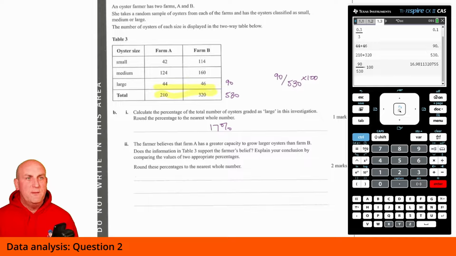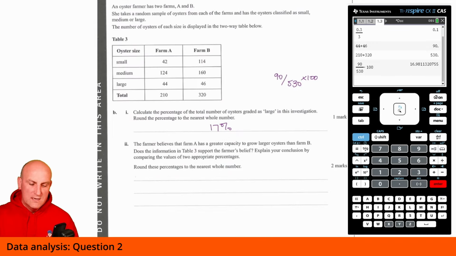Voila. The farmer believes that Farm A has a greater capacity to grow larger oysters than Farm B. Does the information in Table 3 support the farmer's belief? Explain your conclusion by comparing the values of 2 appropriate percentages. Interesting. Right, so in this situation, I'm going to percentage all of these things in my columns, and we'll see what happens there.